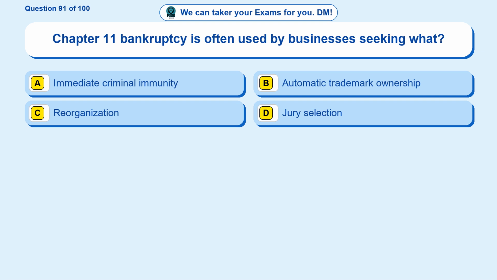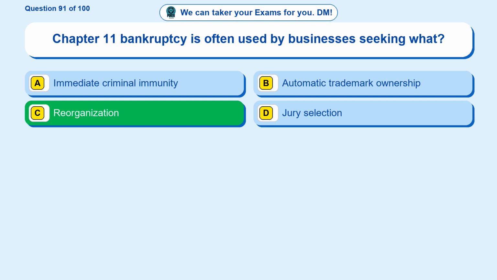Question 91. Chapter 11 bankruptcy is often used by businesses seeking what? Option A, immediate criminal immunity. Option B, automatic trademark ownership. Option C, reorganization. Option D, jury selection. The correct answer is option C.